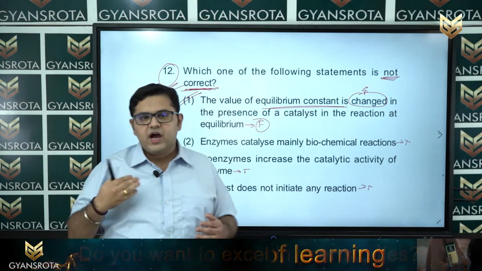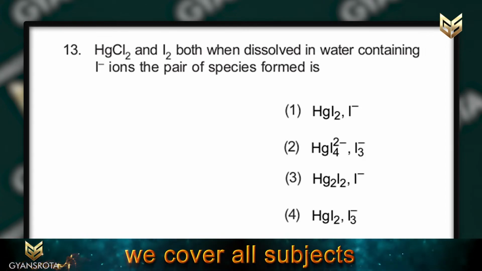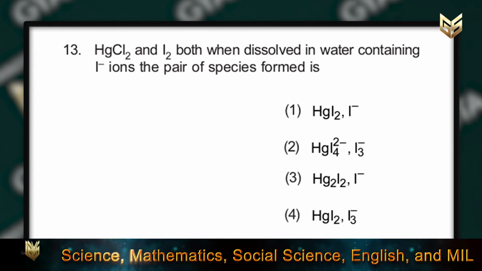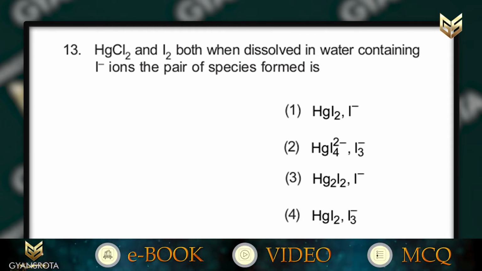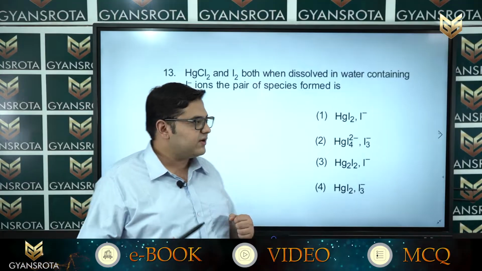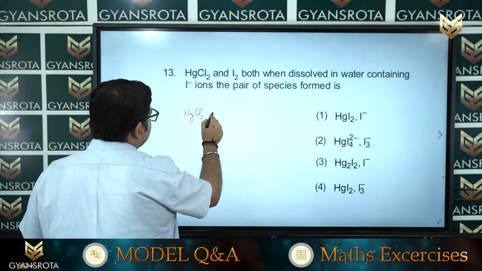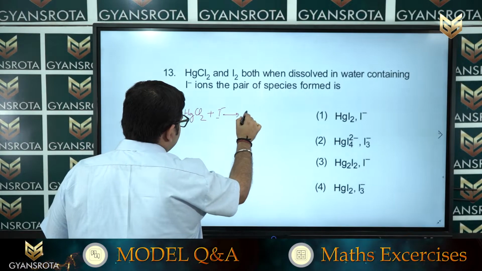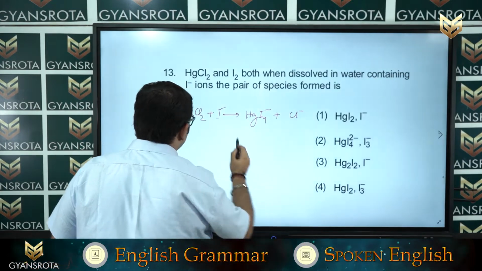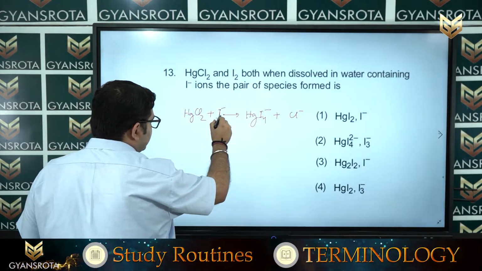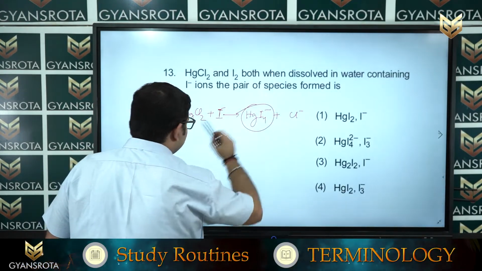Now we are moving to another question, that is question number 13. Question number 13 is on your screen. HgCl2 and I2 both when dissolved in water containing I minus ions, the pair of species formed is. Now, we are moving to the solution part. HgCl2 when it reacts with I minus will give HgI4 2 minus plus Cl minus. See, this reaction is not a balanced equation, so please balance it, but these are the products, HgI4 2 minus and Cl minus.